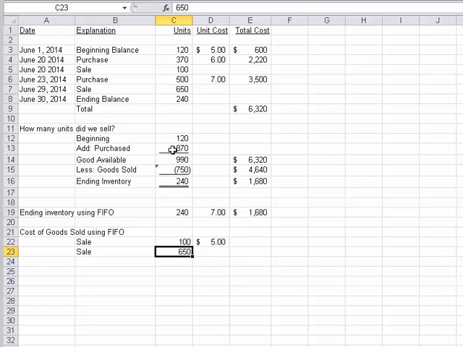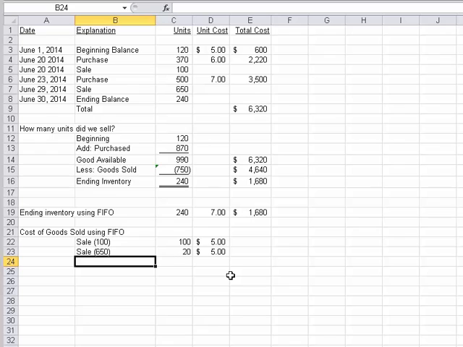So the number of units that were sold from that layer would have been 20. By the way, I'm going to, at this point, put the units in parentheses because I'm going to show the costs for each unit separately. So the second sale we had was for 650 units. Well, we had 20 left from beginning inventory, right? We had 120 to start with, 100 was sold, so we had 20 left. So I've got 20 at $5. That's coming from the $5 right there. And I still have 630 more units to go.